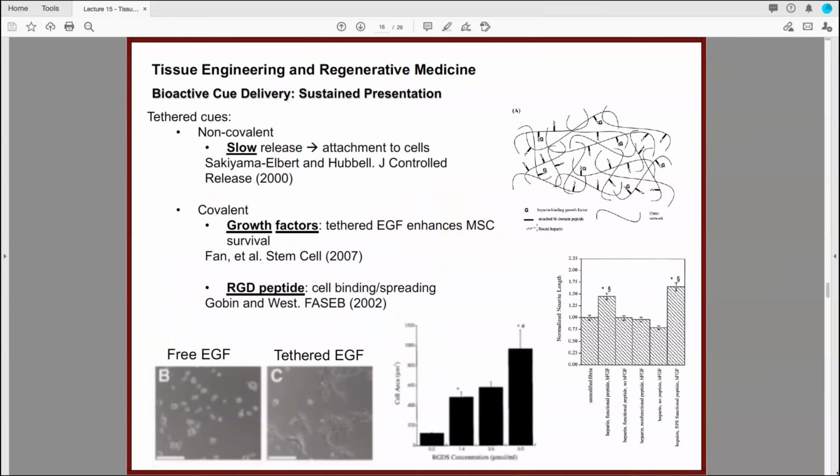So there are different ways that we can present these. We can supply these cues inside of our polymers. So the first example here is non-covalent. So that's where we have this slow release of different cues, which are attached to the cells in there, so they will release slowly over time. Another one is a use of these covalent growth factors. So they are tethered endothelial growth factors, and they enhance this.